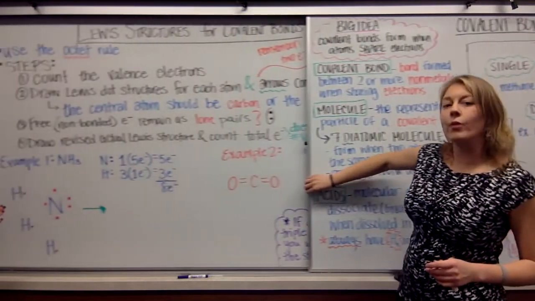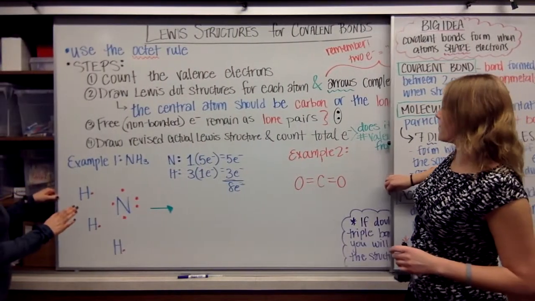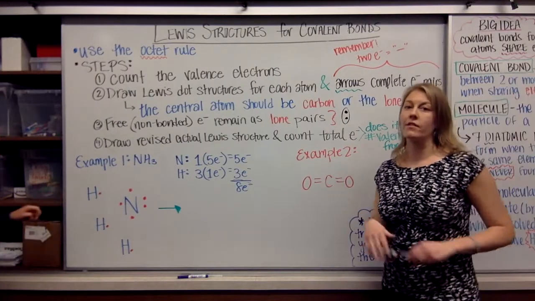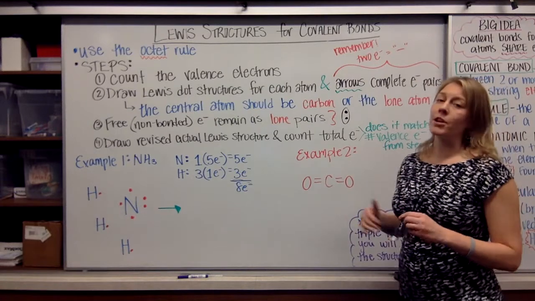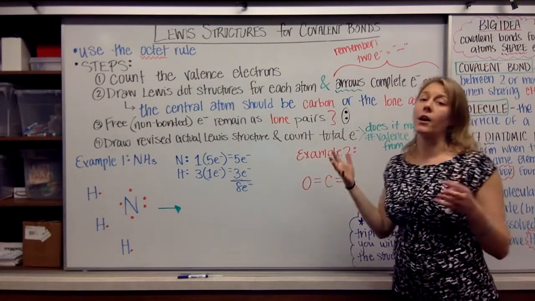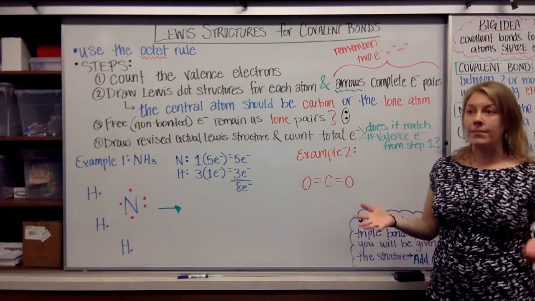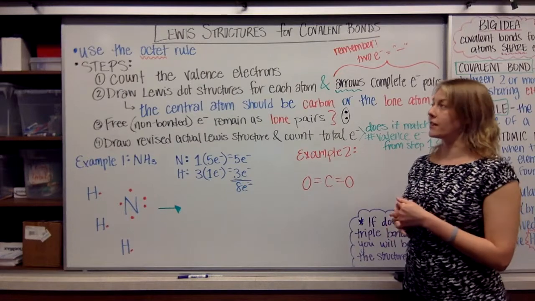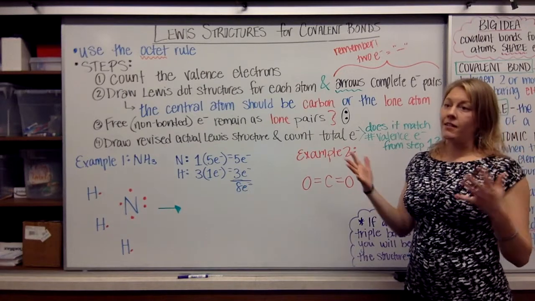All right, so we've drawn the Lewis structures for ionic bonds. We're now going to draw the Lewis structure for covalent bonds, or for molecules. Our steps that we're going to use, the first part is the same. We're still following the octet rule, right? All of our atoms want to be like a noble gas. They want a full 8 valence electrons. So keep that in mind as we're doing this.